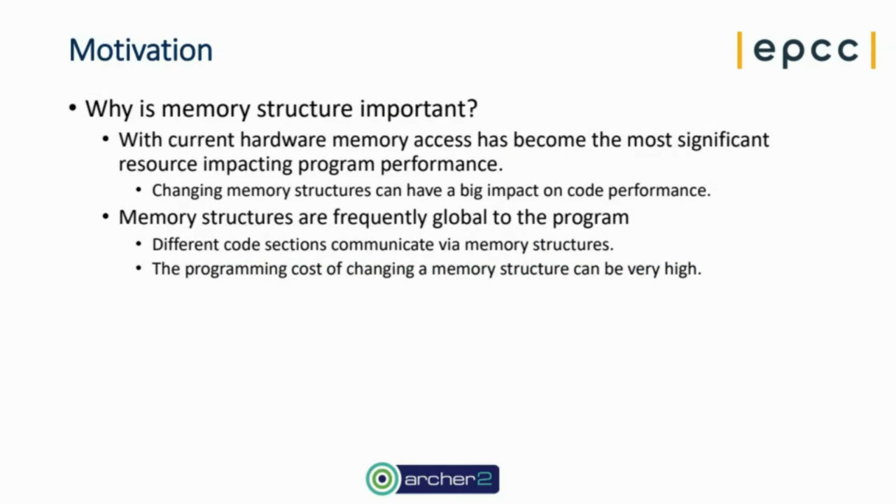Well, on current hardware, a lot of the optimization opportunities, or a lot of the performance problems, are really down to the memory subsystem rather than the processor itself. So although things like vectorization and other compiler optimizations are important, performance is typically bottlenecked by the memory system rather than the core itself. So the way we design and use the memory structures can have a really big impact on code performance.